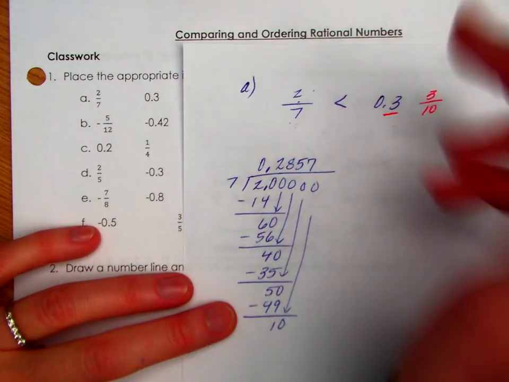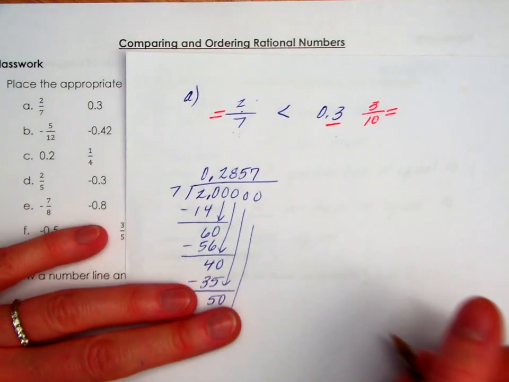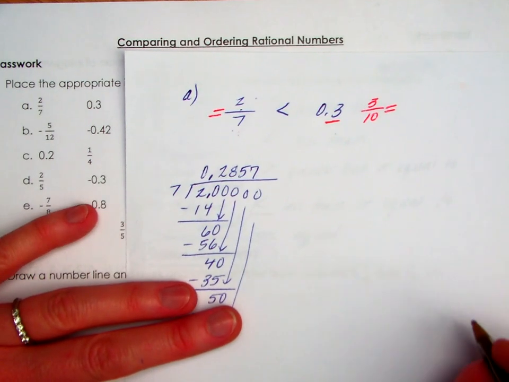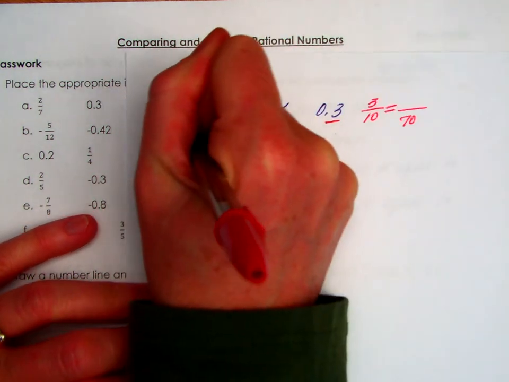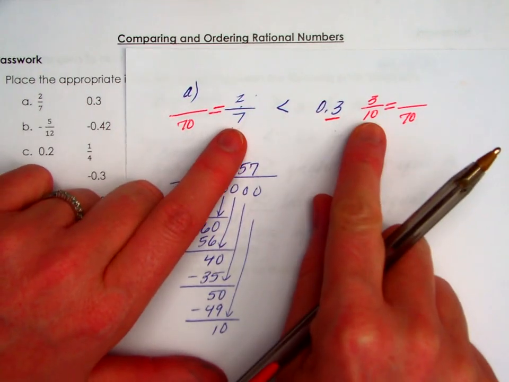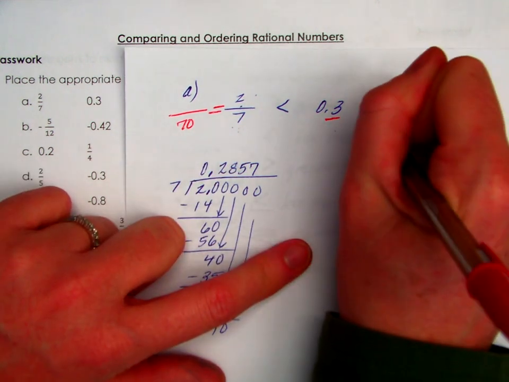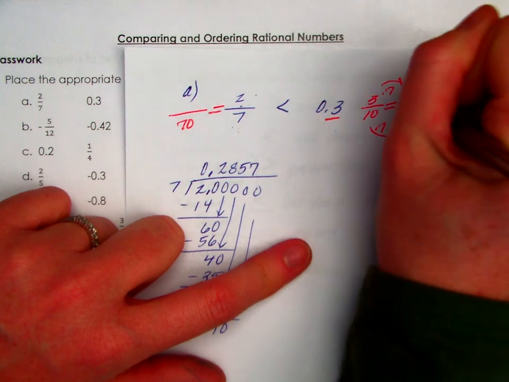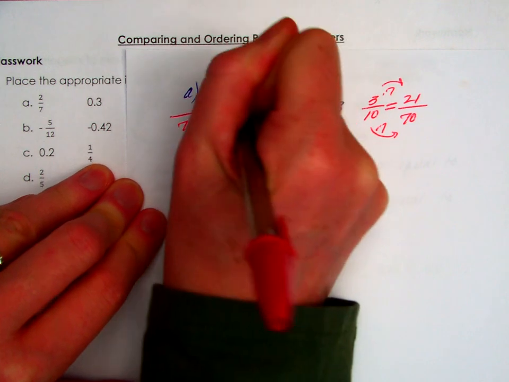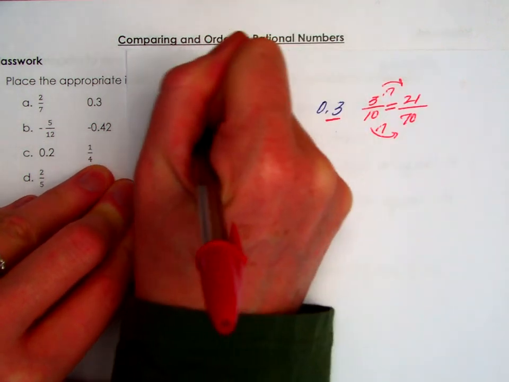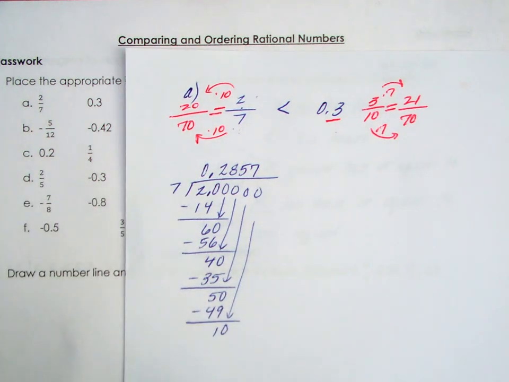Or, even better, get common denominators. I'm not going to put a ton of thought into which common denominator I want to get to. I want to keep it easy peasy. So I'm just going for 70. Because I can see that 10 and 7 can get me 70. This is when you do your swoopy swoops. Times 7, times 7. I got 21 over 70 over here. Times 10, times 10. I got 20 over 70 over here. 20 over 70 is less than 21 over 70.